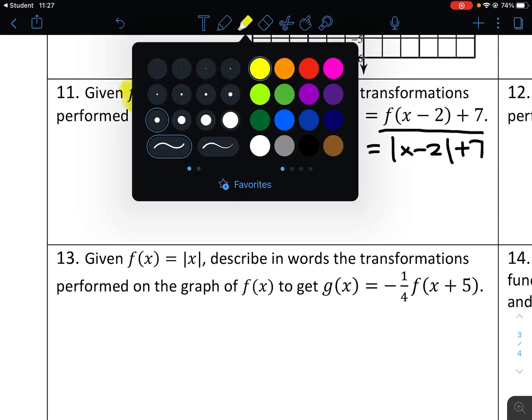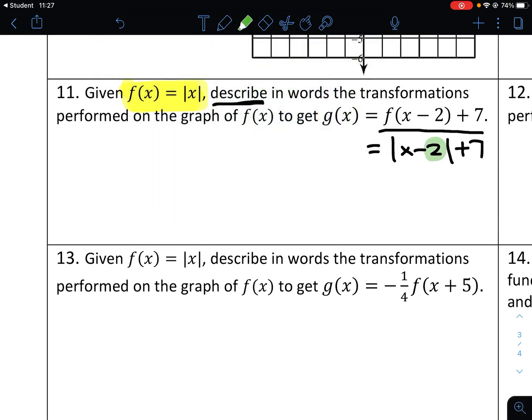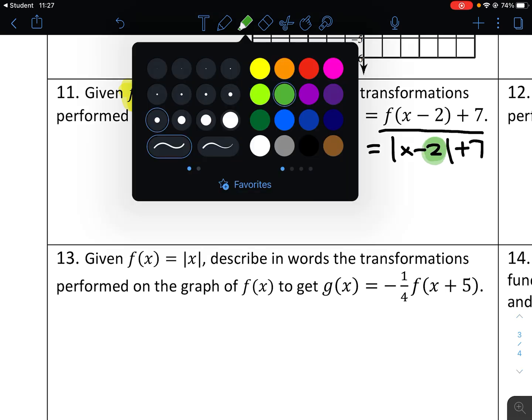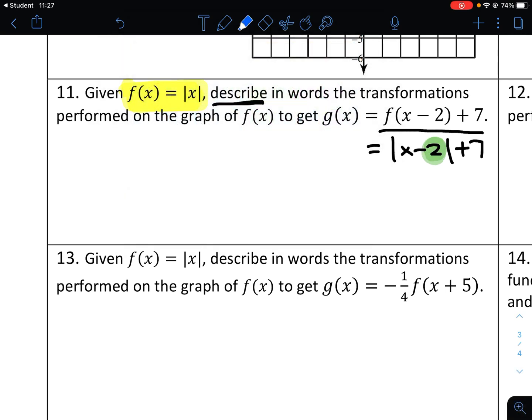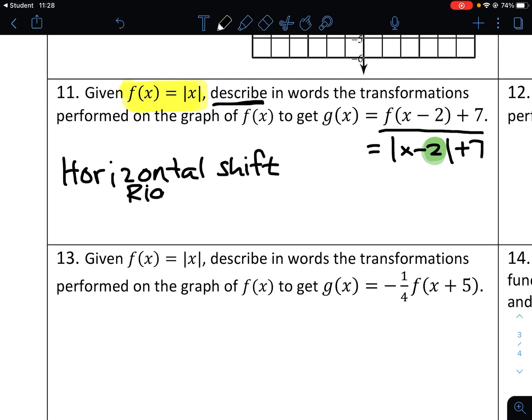So let's recall that the inside value gave us the horizontal shift. We went either left or right, and that one takes the opposite sign. So instead of going in a negative direction, we're going to go in a positive x direction, which is to the right. So we have a horizontal shift to the right 2 units.